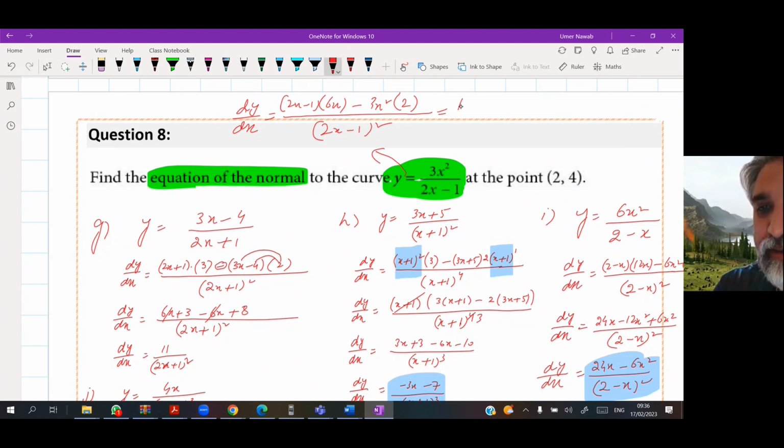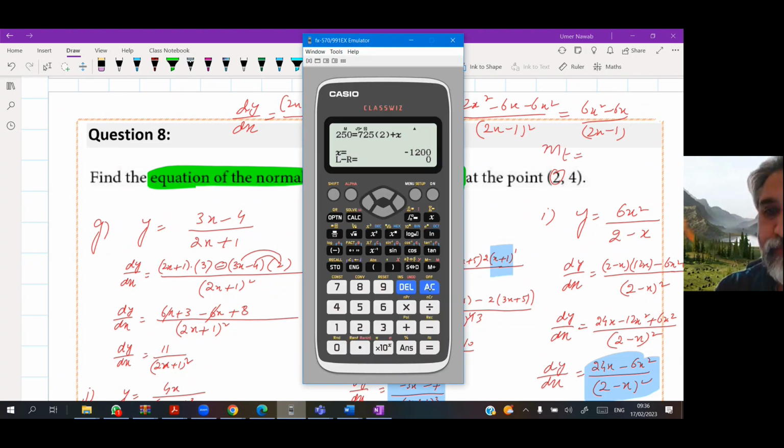Open the brackets. 12x squared minus 6x minus 6x squared over 2x minus 1 whole power 2. Simplify: 6x squared minus 6x over 2x minus 1. Can you substitute 2 to get the gradient of the tangent? I'm going to substitute here.